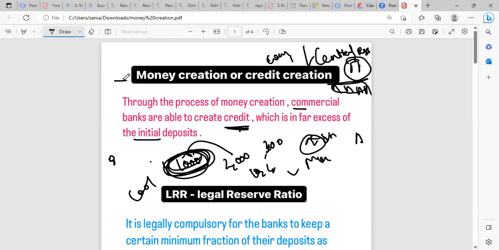Clear? So what is money creation? It is a process of money creation where commercial banks are able to create credit which is far in excess of the initial deposit, right? Or you can write, which is more than the initial deposit. You can write money creation is a process through which commercial banks are able to create credit which is far in excess of the initial deposit. Whatever language you feel comfortable with and can remember for a longer period of time.